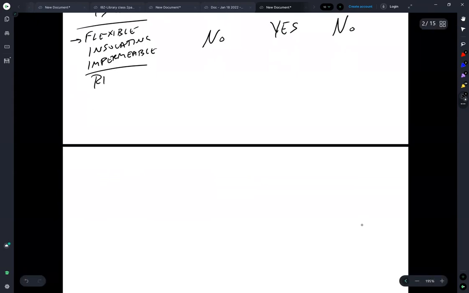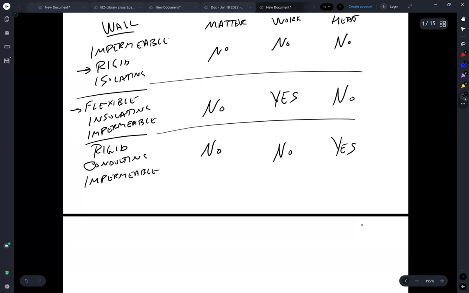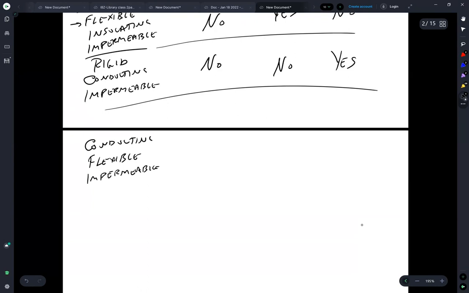Other walls. Rigid, conducting, and impermeable. So this means rigid, no work, conducting. So yes, heat can flow through, and impermeable. So no mass can flow. Here we can have a conducting, flexible, impermeable wall, which means no mass, yes work, and yes heat.